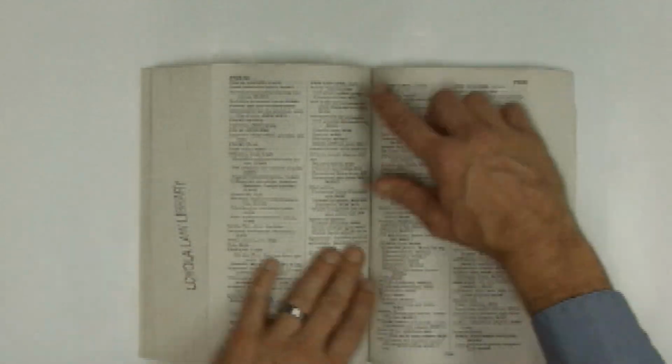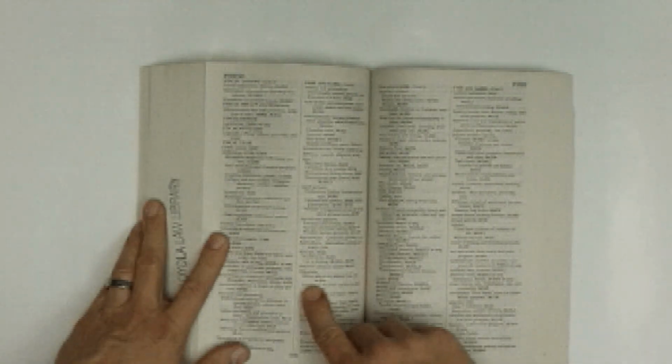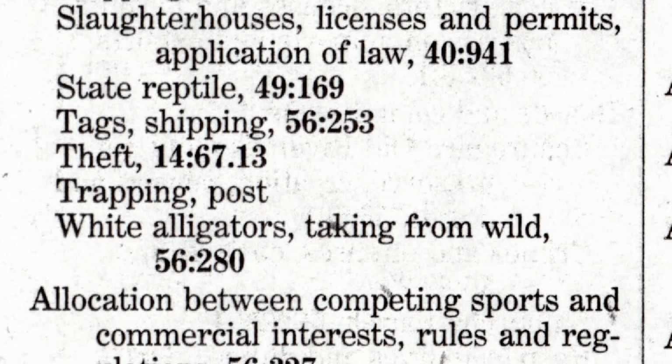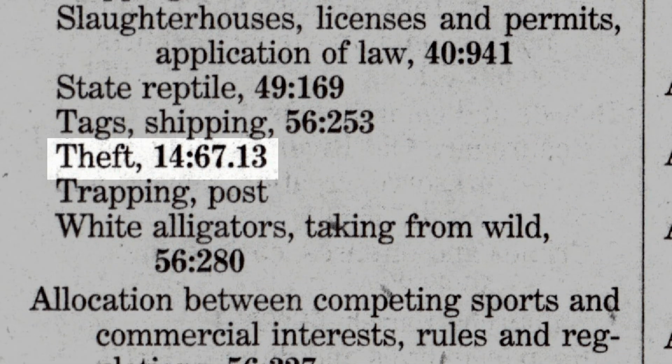Let's try the first one, fish and game. Under fish and game in the index, look for alligators. Then browse the sublistings for alligators, and eventually you'll come to this sublisting for theft, which refers us to Title 14, Section 67.13 of the Revised Statutes component of the LSA.